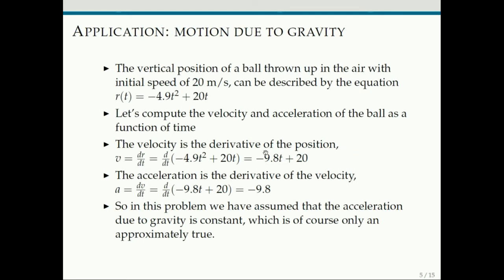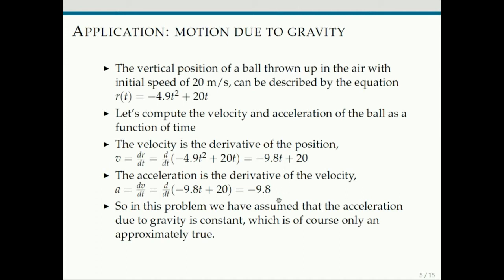The velocity is, of course, the derivative of the position, so v is dr by dt. So we must take the derivative with respect to time of this expression here. So we use our power law, and we end up with minus 9.8 t for the first term. So 2 came down, this 2 became a 1, and you get a minus 9.8 in front. And then there was a 1 here, which came down, so you still have a 20, and t to the 0 is, of course, just 1. So the final answer is minus 9.8 t plus 20.